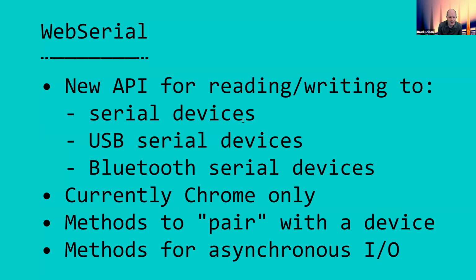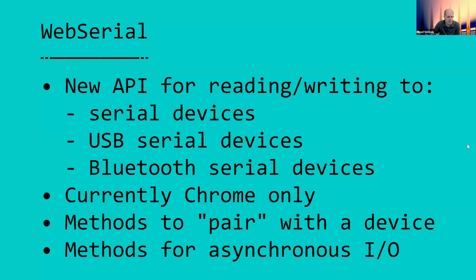What this is, is that about 2021, a new API got introduced that allows reading and writing to serial devices, USB devices, Bluetooth serial devices, so anything that sort of behaves like a serial port. This API is unfortunately Chrome only. Other browsers like Safari have not adopted it, although I think it may be in Edge actually also.